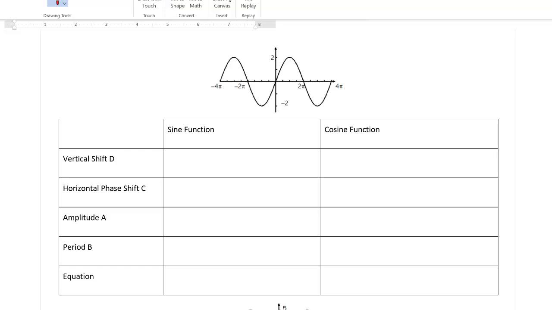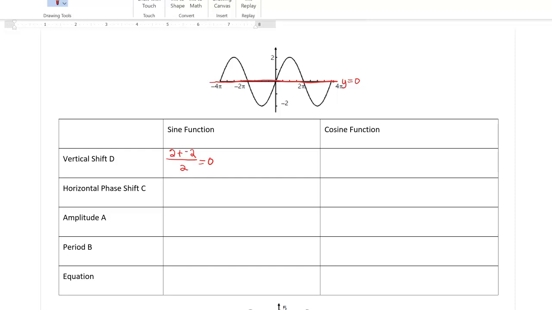Remember, for the vertical shift, we're going to take our maximum plus our minimum, divided by 2. So we take 2 plus negative 2, all divided by 2. That answer is 0. This means the midline is the x-axis, or y equals 0.